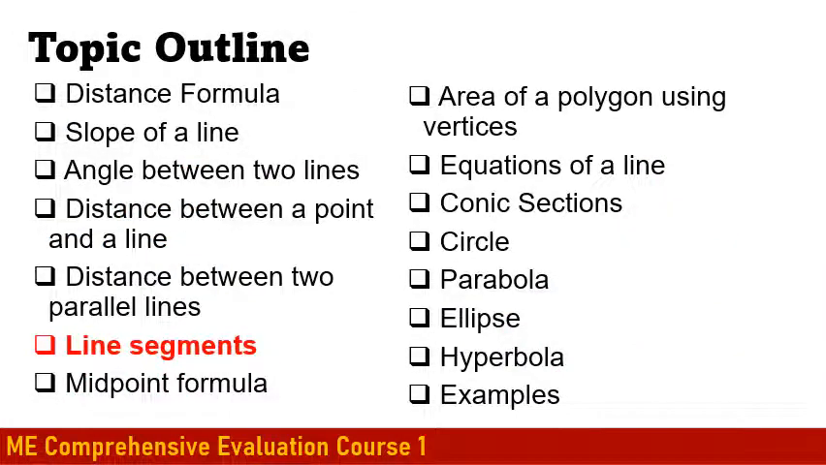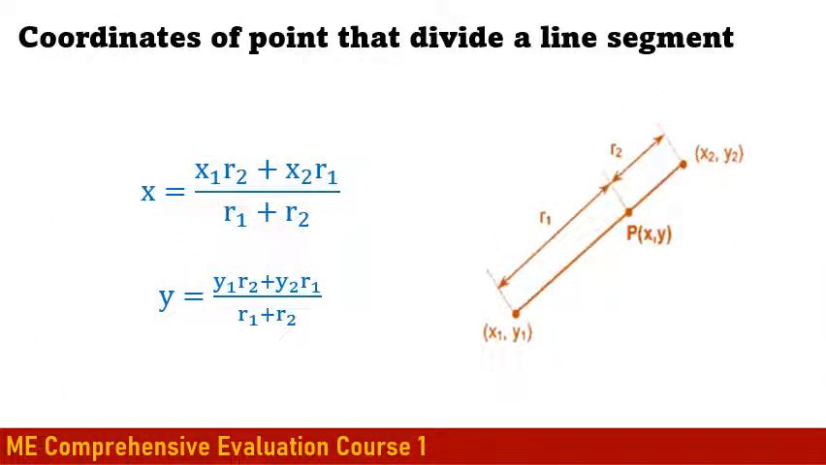For the line segments, the coordinates of a point that divides a line segment, say for example this line segment here between x sub 1, y sub 1 and x sub 2, y sub 2. Say for example that we divide this line with this point denoted by x, y, in such a way that they are now divided into two segments with distances r1 and r2. Then the value of x of the point dividing this line segment is given by this equation here.